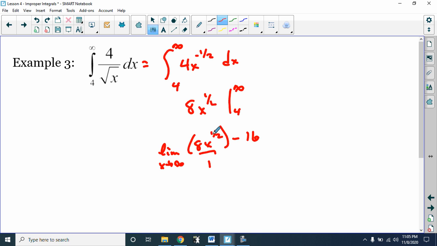Notice the degree is bigger on the top than it is on the bottom. That's x to the 0. So this does not exist. Therefore, we say that that integral diverges.